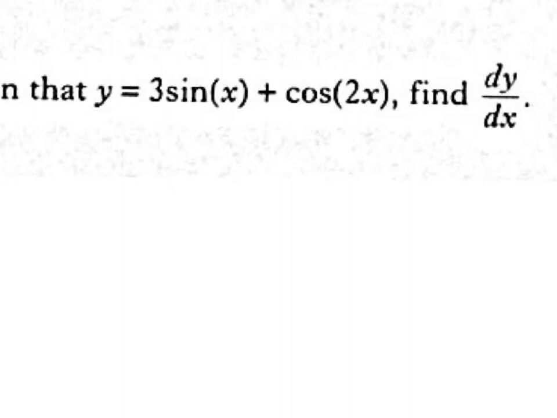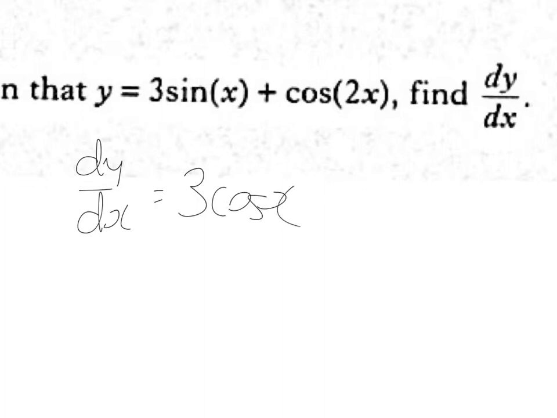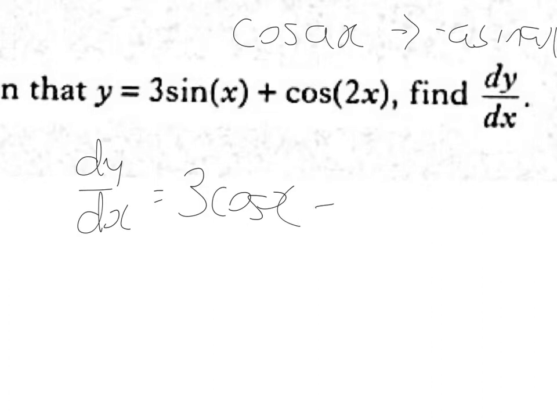Section 9, question 5. Given that y equals 3 sine x plus cos 2x, find dy by dx. So these are easy lifts from the formula sheet. 3 sine x, differentiate sine, you get cos, so that becomes 3 cos x. Differentiate cos ax, and you get minus a sine ax. So cos 2x becomes minus 2 sine 2x. That's the final answer.